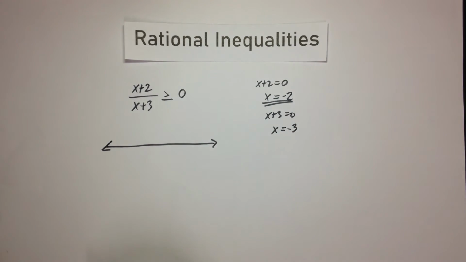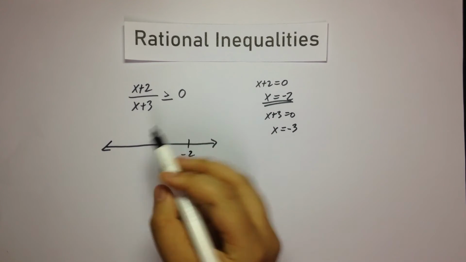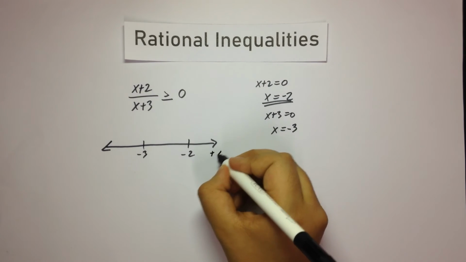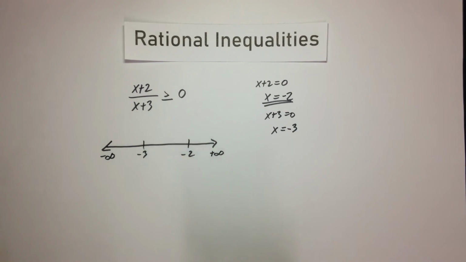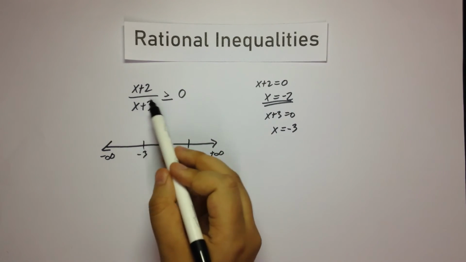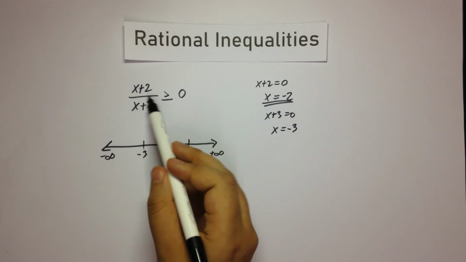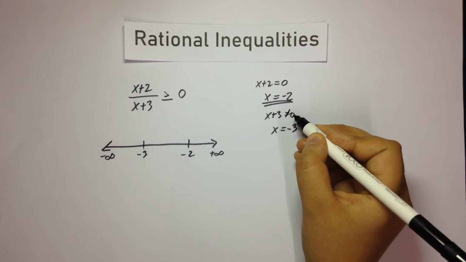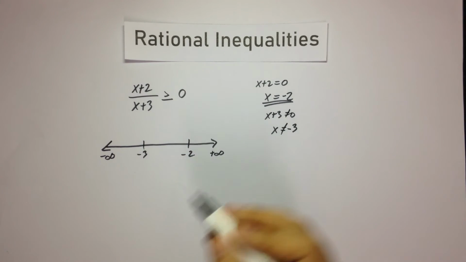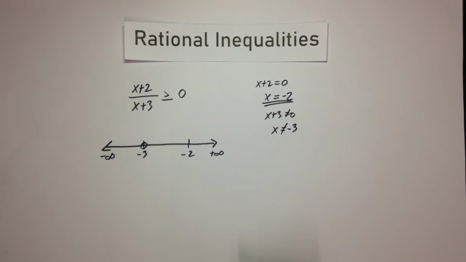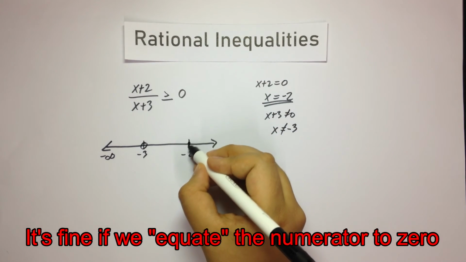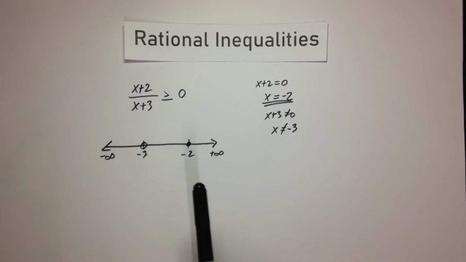Let's plot it here in the line: negative 2 and negative 3. To the right, we have positive infinity, and to the left, negative infinity. Notice that in the denominator, we have x plus 3. And you know that in rational expressions, the denominator must not be equal to 0. That means x must not be equal to negative 3, and in the number line we would leave an open circle. In the numerator, it's fine if we put a 0, so we'll put a closed circle. Make sure you remember that.